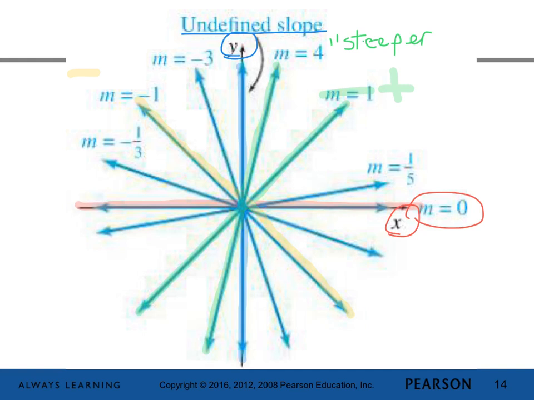Whereas this line, with a slope of 1/5, is a shallower slope, or less steep. So less steep lines will be closer to the x-axis, and more steep lines will be closer to the y-axis. And the same thing applies to your negative slopes.